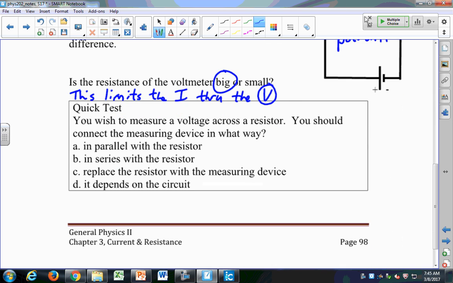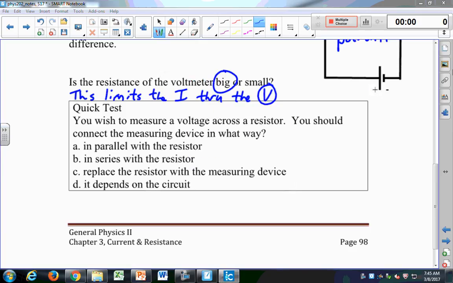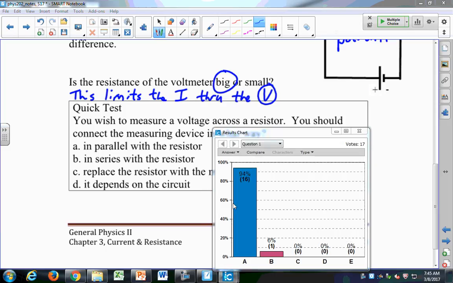All right, let's try this quick test. Easy peasy, sort of a practice. All right, just a few more seconds. Let's stop at 20. All right, very good. A is right.